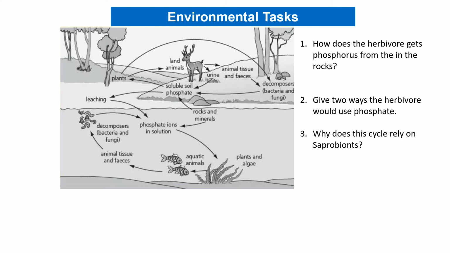Give 2 ways in which the herbivore would use phosphate. So we've just given those. I'll give you 3: cell membranes, the phospholipid bilayer, ATP generation, and in their DNA.